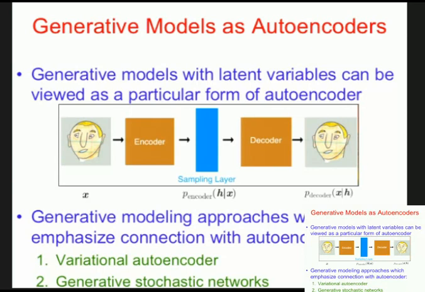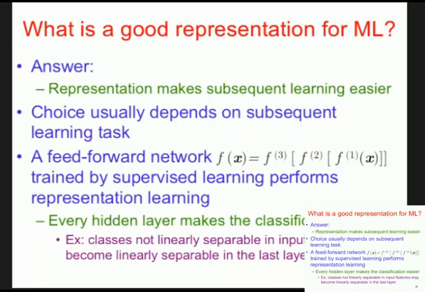Generative models, modeling approaches which emphasize connection with autoencoder, or this idea called variational autoencoder, which is again the topic of next week, and then something called generative stochastic networks. Okay, so that's the first half of most of what I wanted to say, about these three methods of representation: autoencoders, convolutional neural networks, and then recurrent neural networks, and the idea of transfer learning.